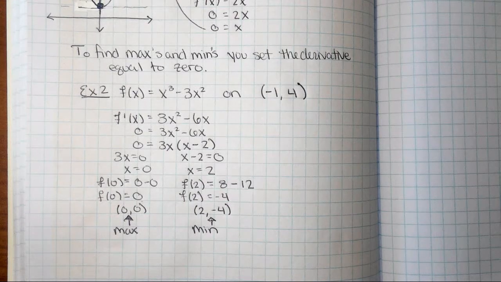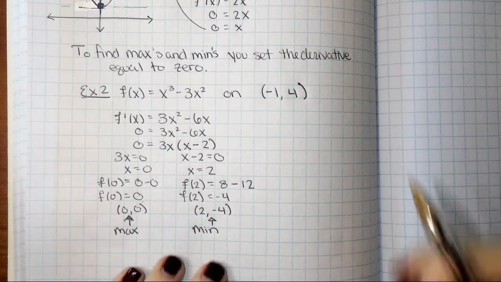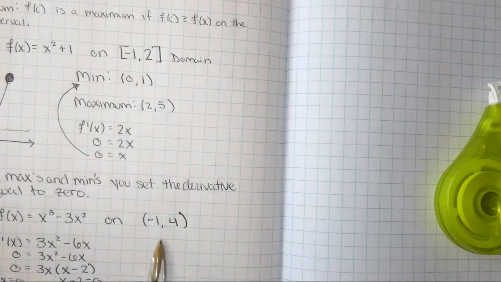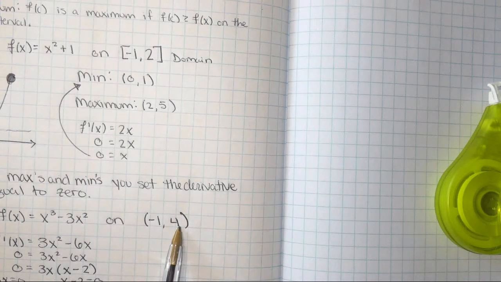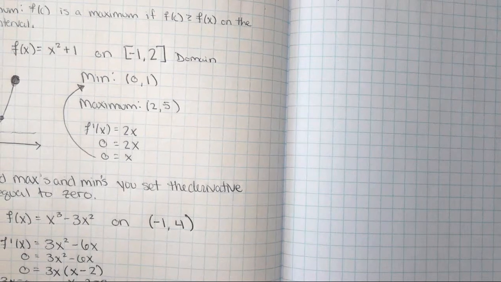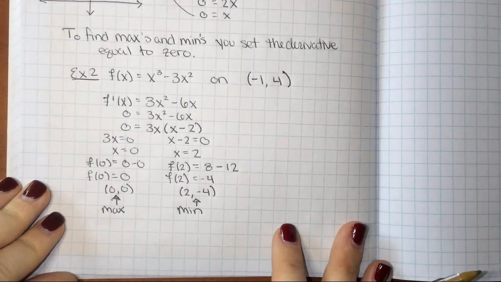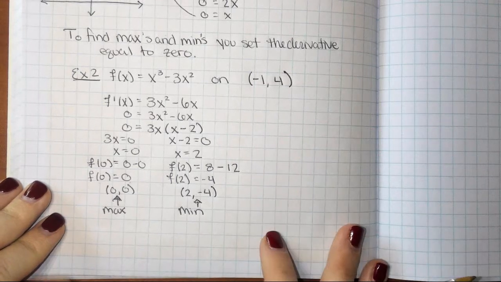Do you guys have questions? So, in this case, we do not need to check the endpoints. Not because we have both, but because these are not included. Okay? Because these are not included, we do not have to check them. It's not the absolute maximum or minimum. These are what are called relative maxes or mins. Okay? Or local. Okay?